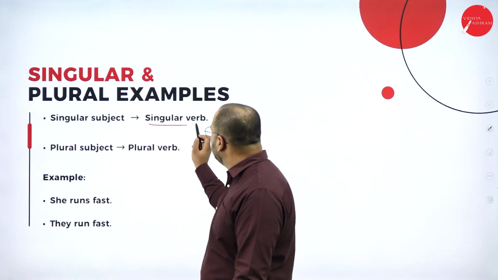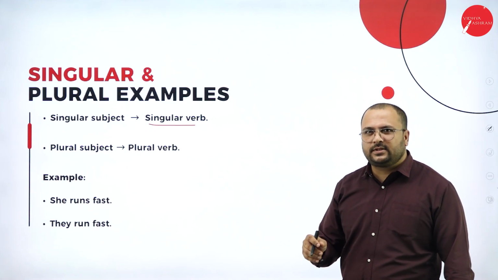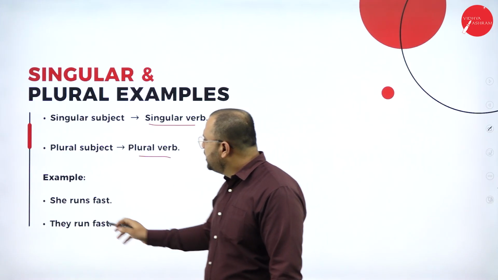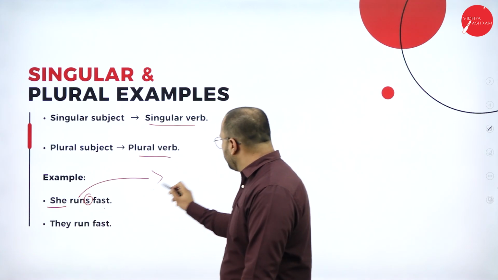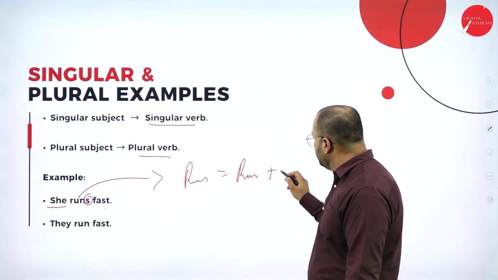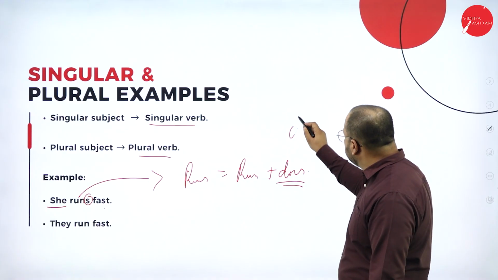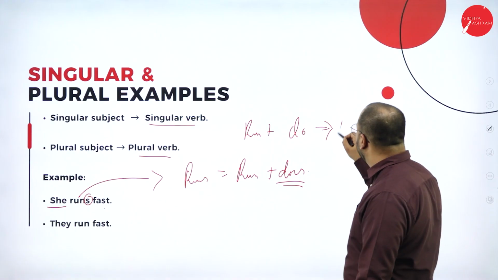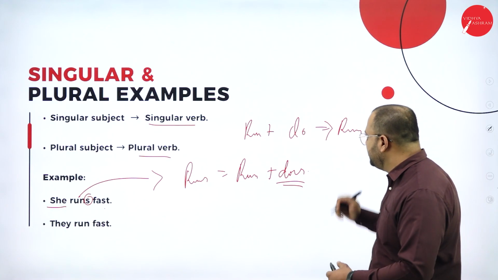Singular subject, singular verbs. Singular verbs means those verbs which carry S with it. I'll give you examples. Plural subject, plural verbs. Example, she runs fast. If you break this word, runs is equal to the root verb run plus does. Does is singular. Do is plural. So if you write run plus do, it would come to run. It is a little basic math, you have to understand this here.